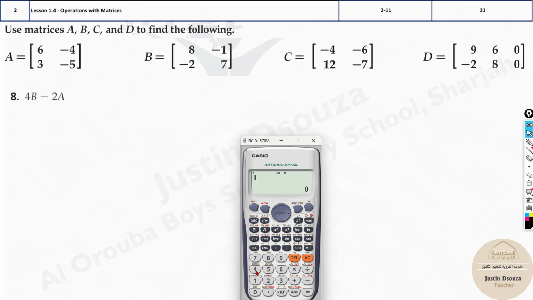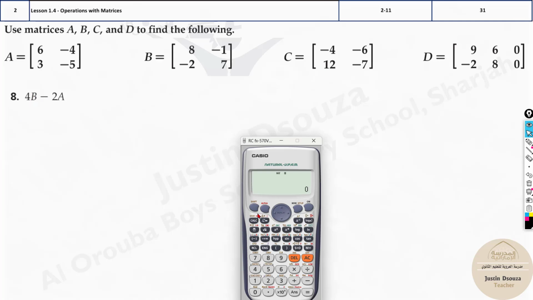Now what you need to do is shift 4 and you need to save the matrix B as well. That is option number 4. And sorry, I'm wrong over here. You need to go to shift 4 and put in the dimensions of matrix B, option 2. And now it is 2 cross 2, that is option 5. And type the values. It is 8, minus 1, minus 2, and lastly we have 7. And then press AC. Both are saved.